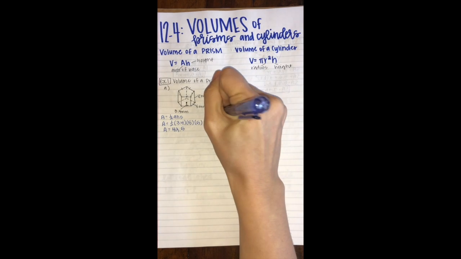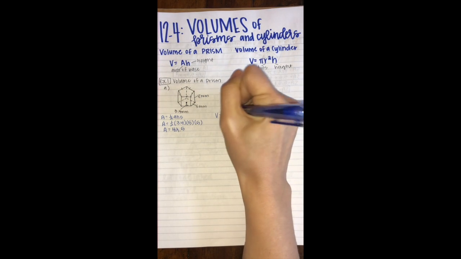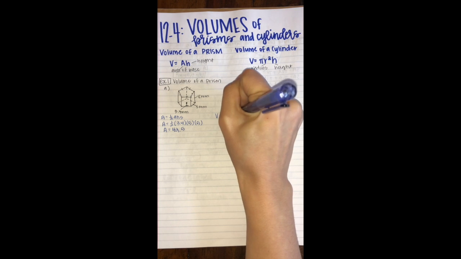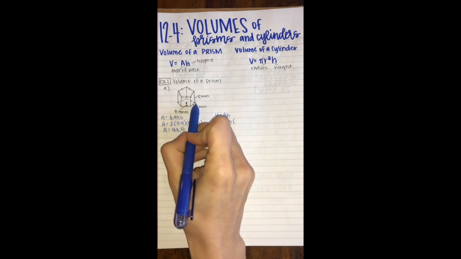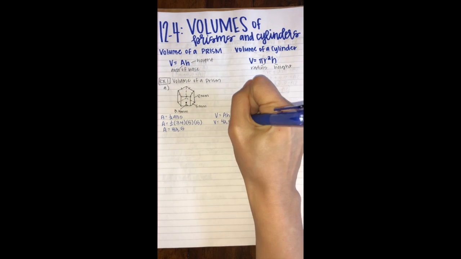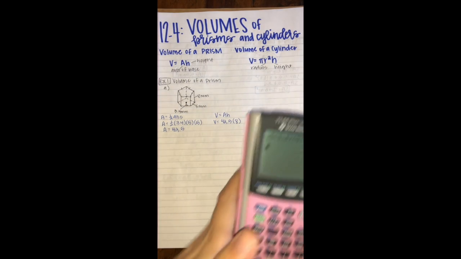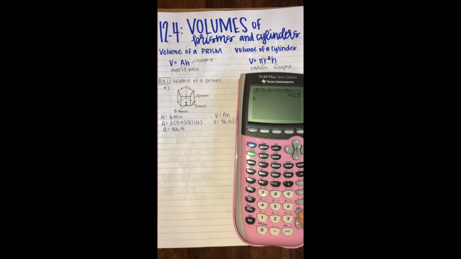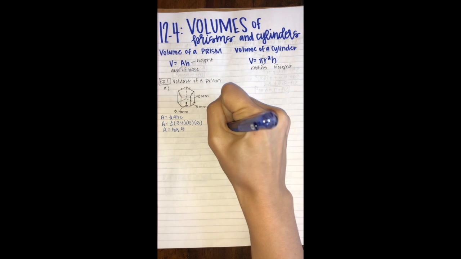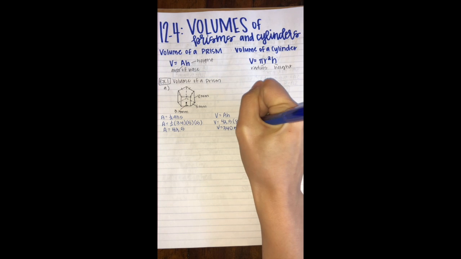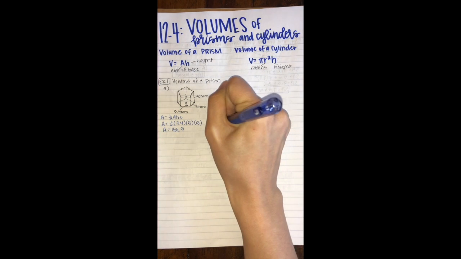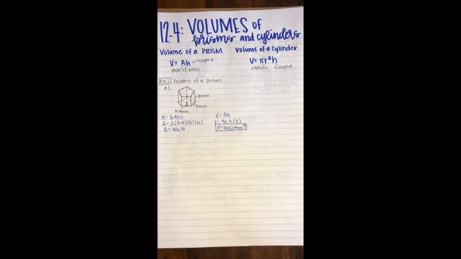Now for volume, we take area times height. So that would be 42.5. And then the height, which is what connects the two bases, is 8. So we're going to multiply that. 42.5 times 8, and we get 340. Now, one thing to note about volume. For your units, they are now cubed. So for volume of this pentagonal prism, the volume is 340 millimeters cubed.